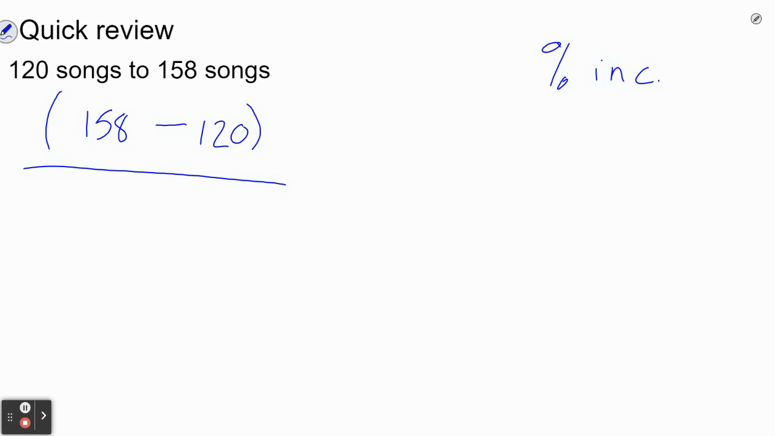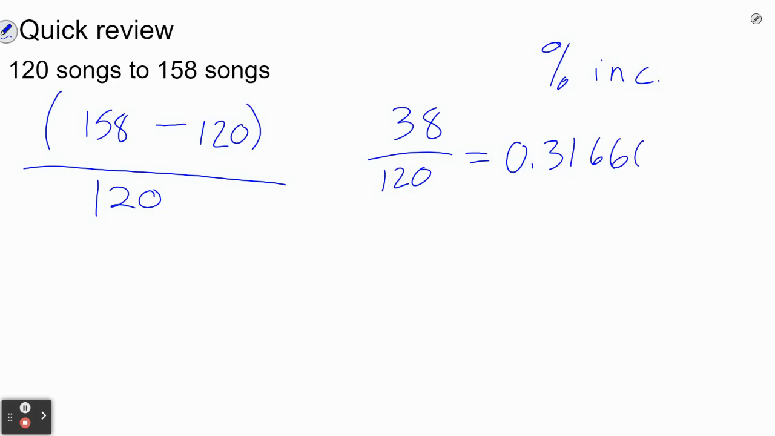So then, what do I divide by? What's my original amount? The 120 is my original. 38 over 120, which my calculator says is, if I put them in right, 0.31666. So we're going to round to the nearest whole percent. So is this 31% or 32%? 32. Okay, so you have questions like that.